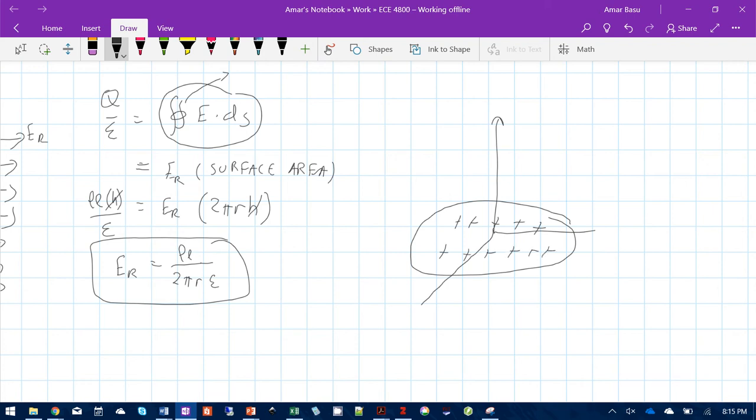An infinitely large disk of charge. You're going to find the electric field at some point A away from that disk of charge.